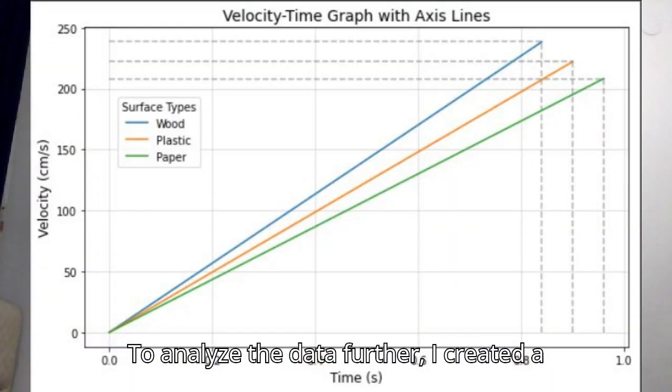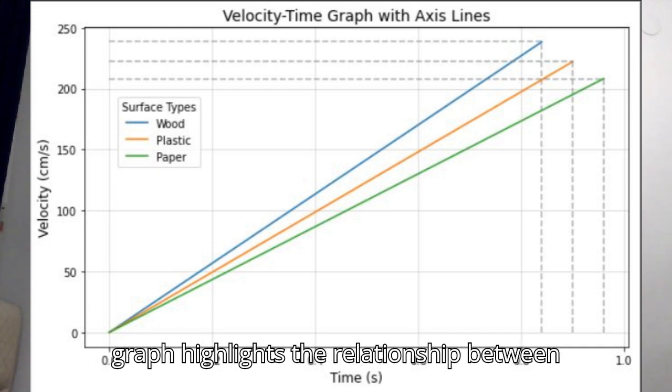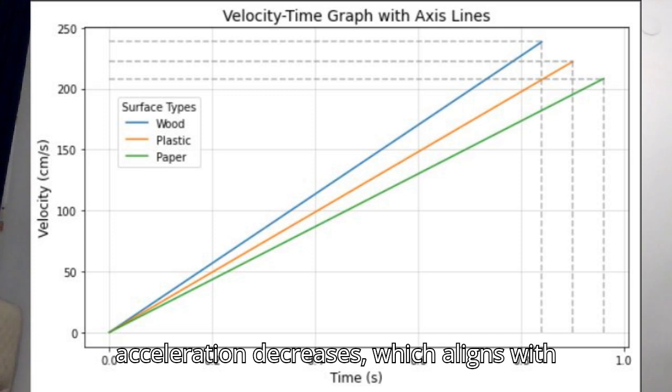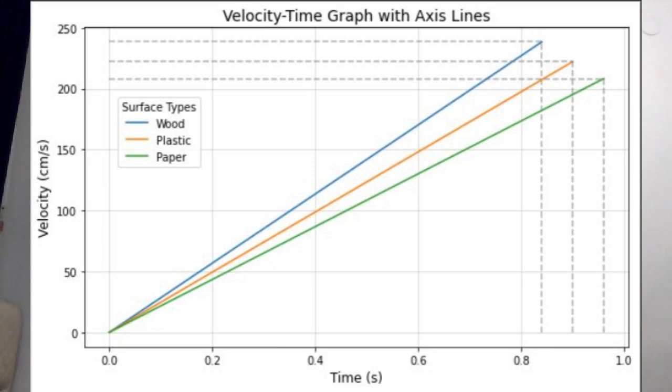To analyze the data further, I created a graph showing time versus velocity. This graph highlights the relationship between surface texture, acceleration, the coefficient of kinetic friction, and velocity. As friction increases, acceleration decreases, which aligns with our theoretical understanding of motion on inclined planes.